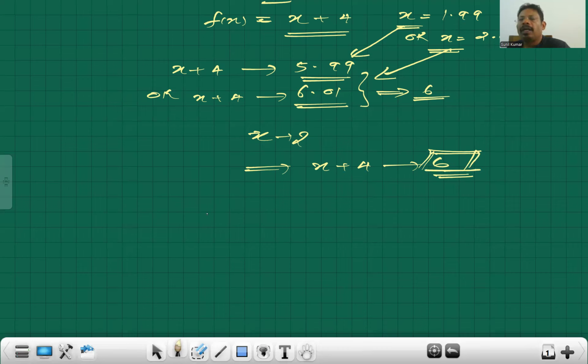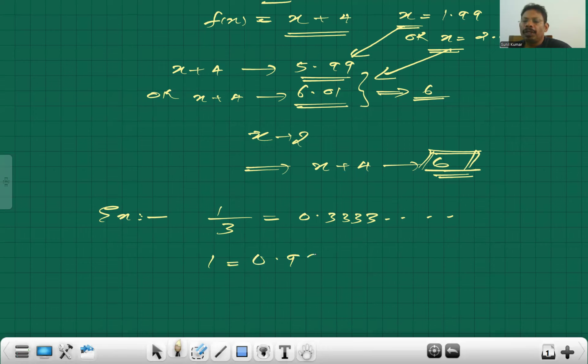This way we can define the limit of a function. Somebody may again be confused about how we got 6. Let me explain with a small example that we did in our school days. 1 by 3 is 0.333333 something. If you multiply that by 3, this becomes 0.99999 something. From this, you can see that 0.999 something is approaching 1 only, or its actual value comes out to be 1.